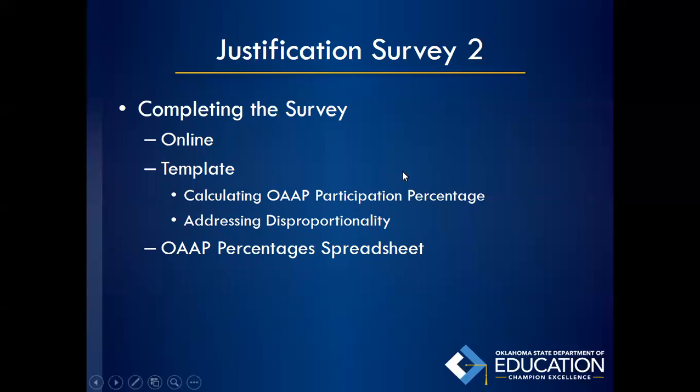So again, the survey is online. There's a template that I'll take you to. The template includes a formula for calculating your OAP participation percentage. There's some questions on there that I'll go over. One question that I've received a few times is about the disproportionality piece.